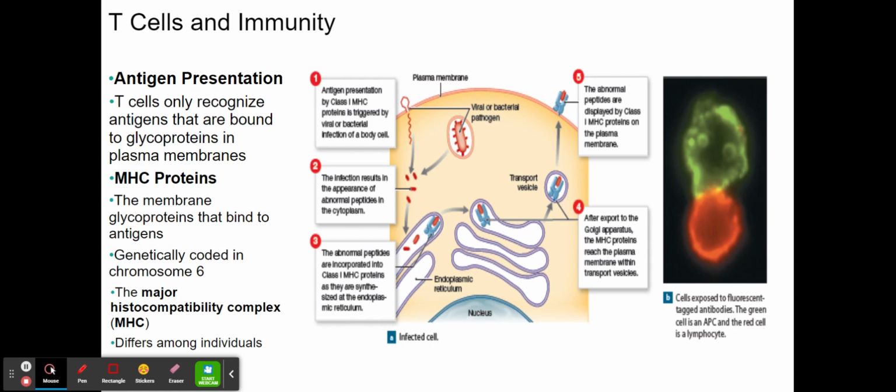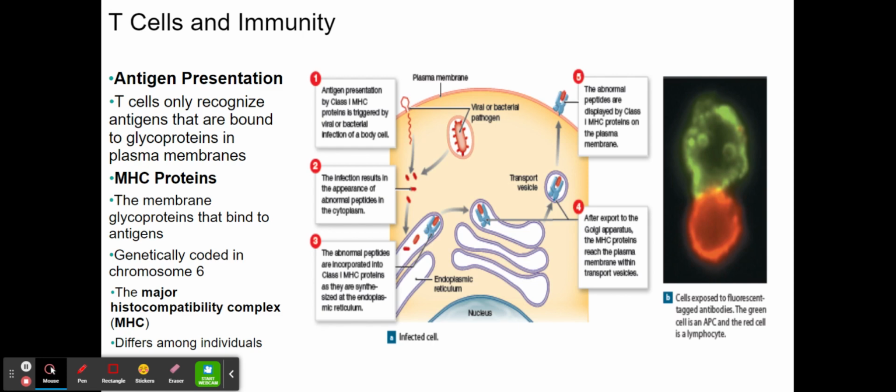Antigen presentation occurs when an antigen-glycoprotein combination capable of activating T cells appears in plasma membranes. The structure of these glycoproteins is genetically determined. The genes controlling their synthesis are located along one portion of chromosome 6 in a region called the Major Histocompatibility Complex, or MHC. These membrane glycoproteins are called MHC proteins, or human leukocyte antigens.